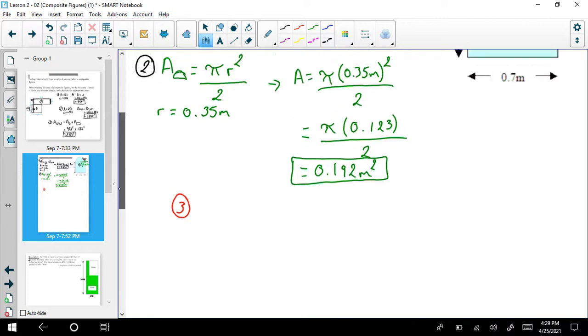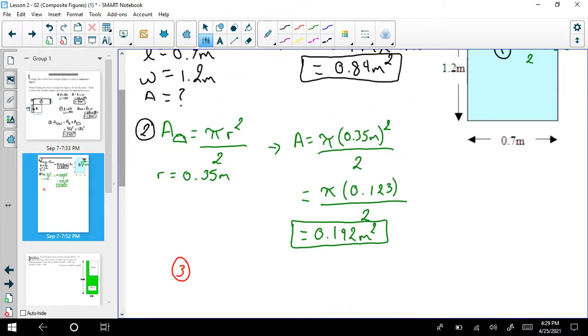So I can't remember what was up here. So my area total equals the area of my rectangle plus the area of my semicircle. That was terrible, but you understand what I mean.